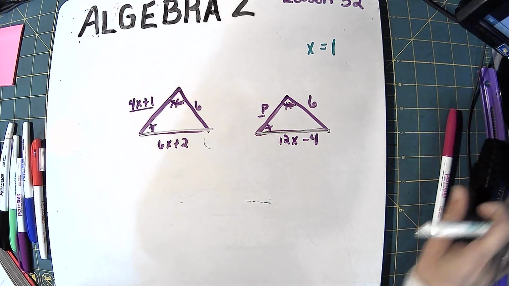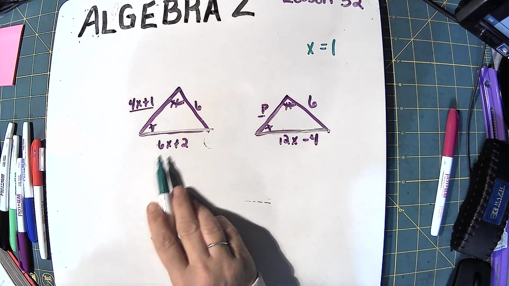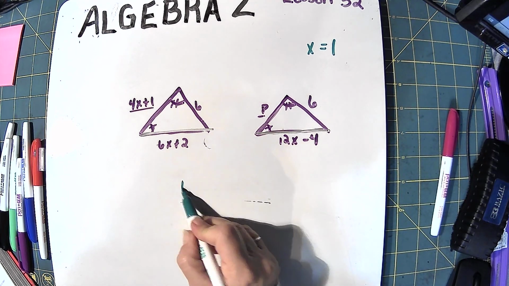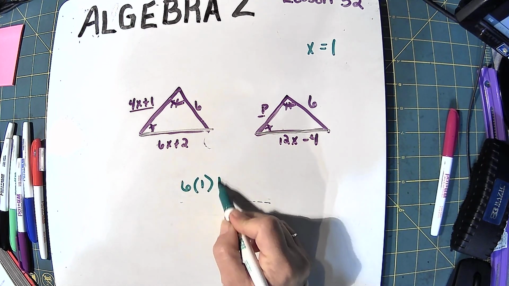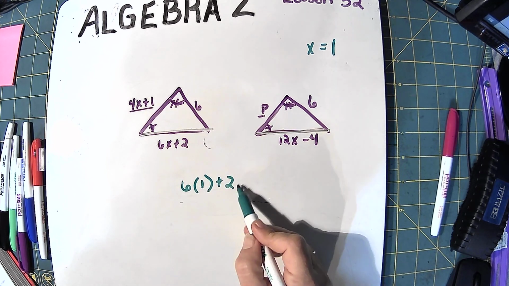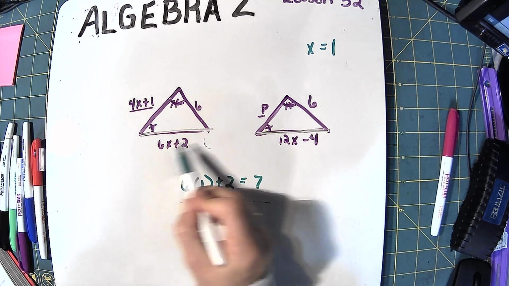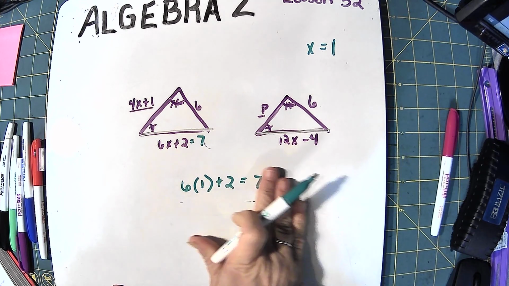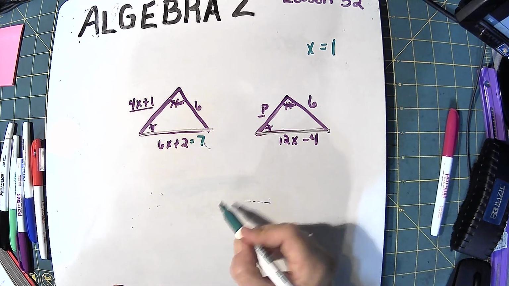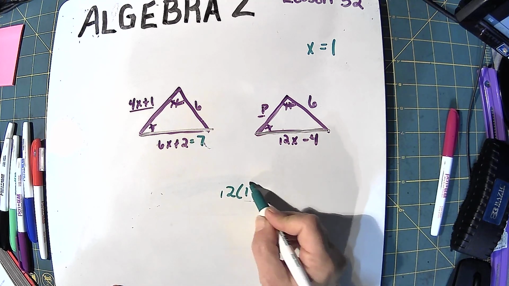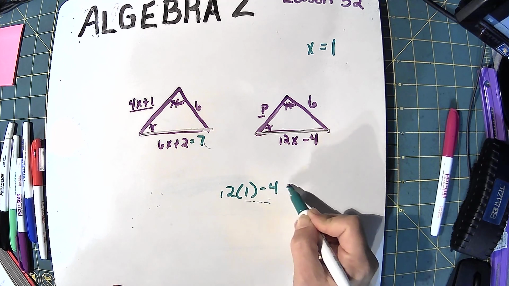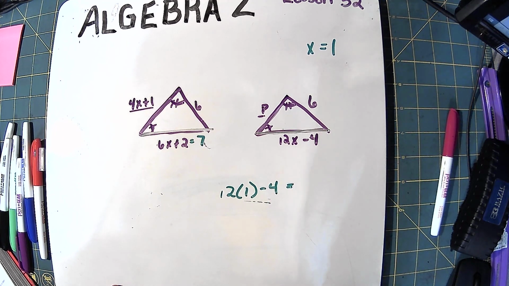All right, now we can figure out what this side is. If x equals 1, we've got 6 times 1 plus 2. 6 times 1 is 6, plus 2 is 8. So that means this side should equal 8. The bottom is 8. And let's see about this one. 12 times 1 minus 4 equals, well, 12 minus 4, that would be 8.